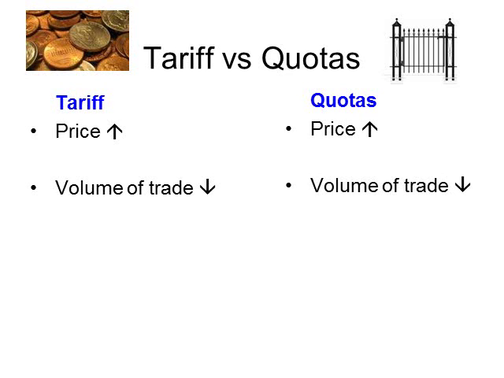Now let's take a look at the difference in effects between tariff and quota. There are some similarities and some differences. The similar impact of a tariff and quota is that in both cases, the equilibrium price of the imported good goes up, and the quantity that comes into the market is reduced. So the volume of trade has come down.